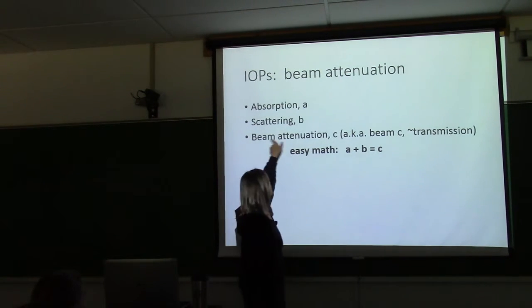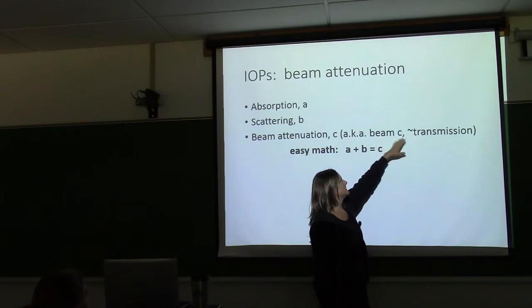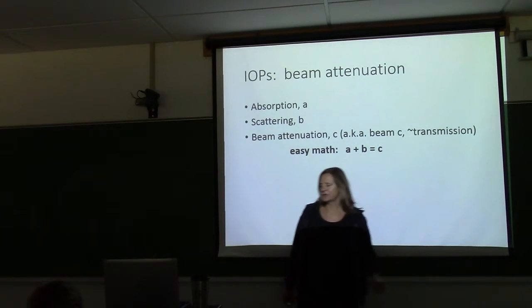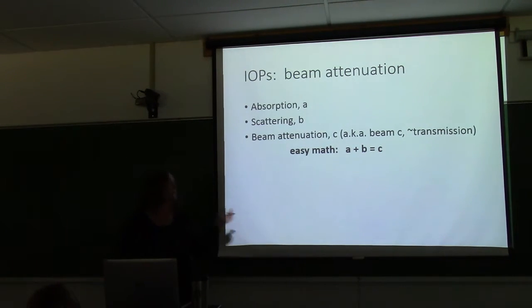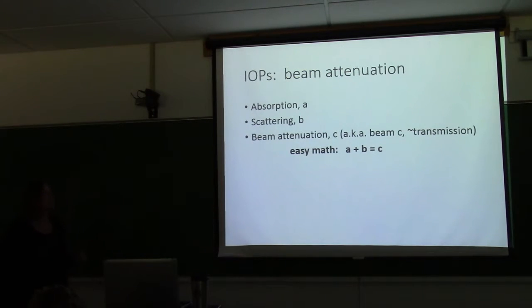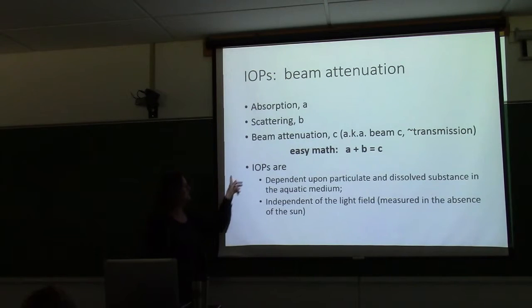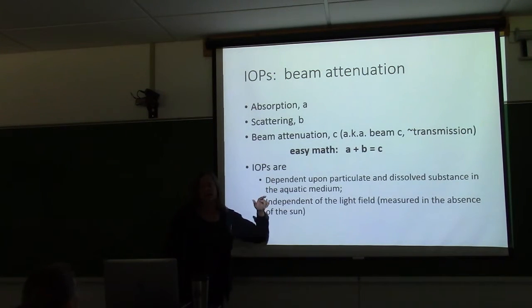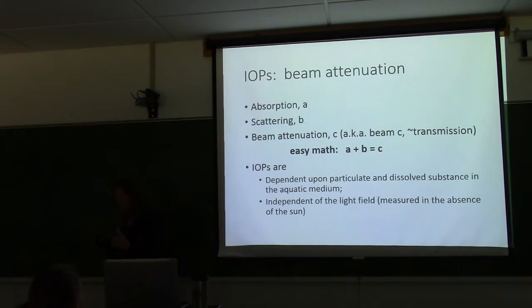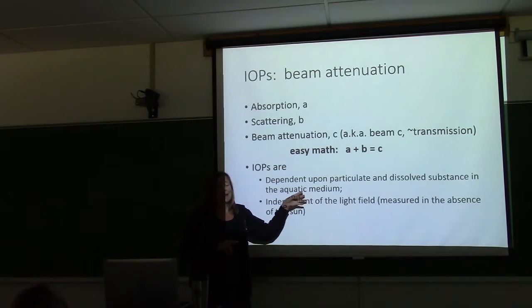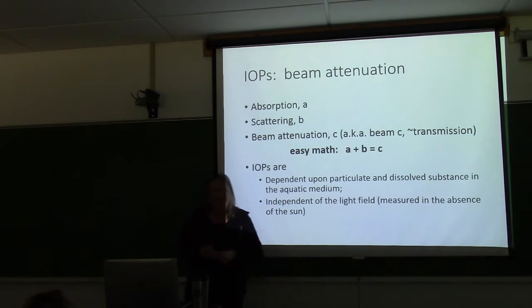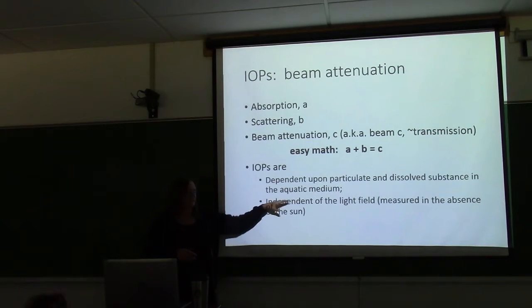And so the beam attenuation, some people call it beam C. It's somewhat related to transmission. I'll show you how. Not to be confused with diffuse attenuation, which is an apparent optical property. But anyway, so IOPs, inherent optical properties, are primarily determined by the concentration and composition of the particulate and dissolved substances in the medium and water itself. It's independent of the light field.